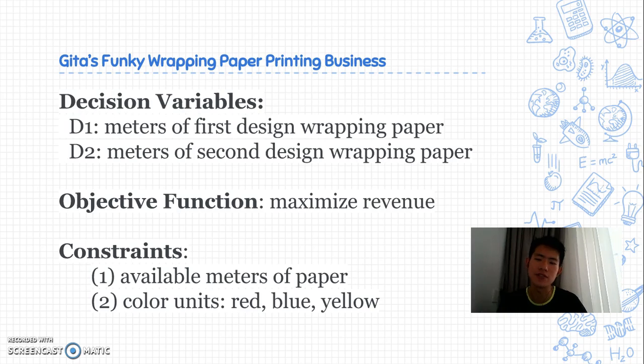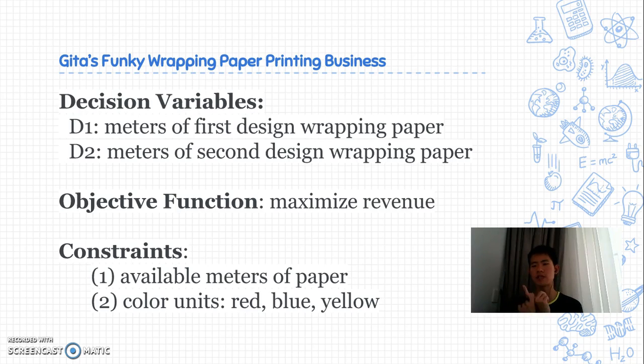So let's just assume that maximizing revenue is maximizing profit, so we don't think about the cost at this point of time, okay? And the constraints that we are going to use are paper and red, blue, yellow colors. So you just put down anything that you know in these three different forms. Decision variables: what variables you can control.